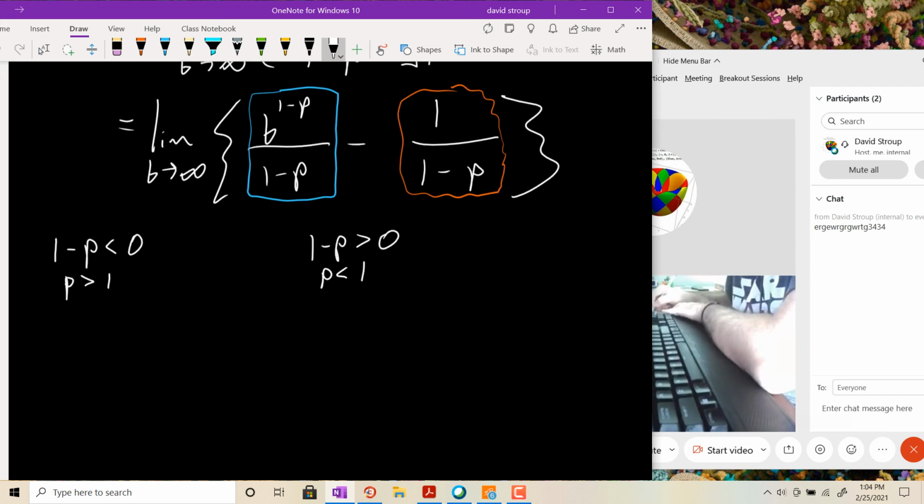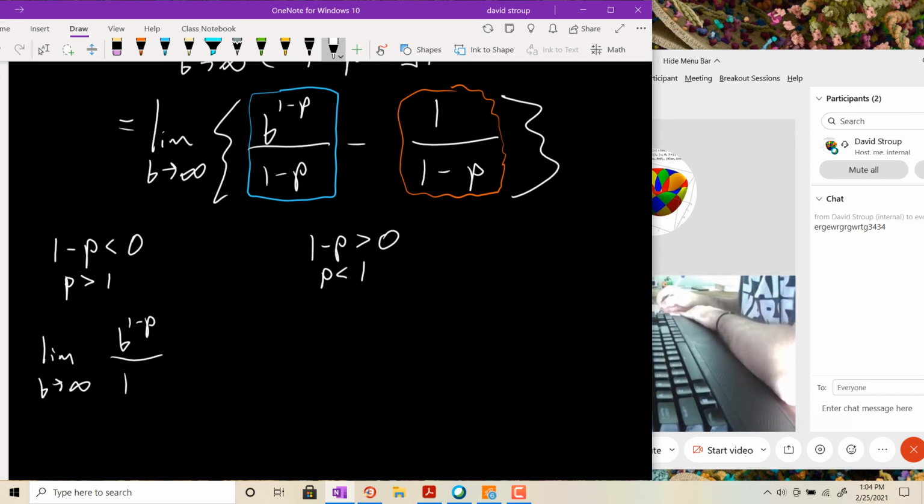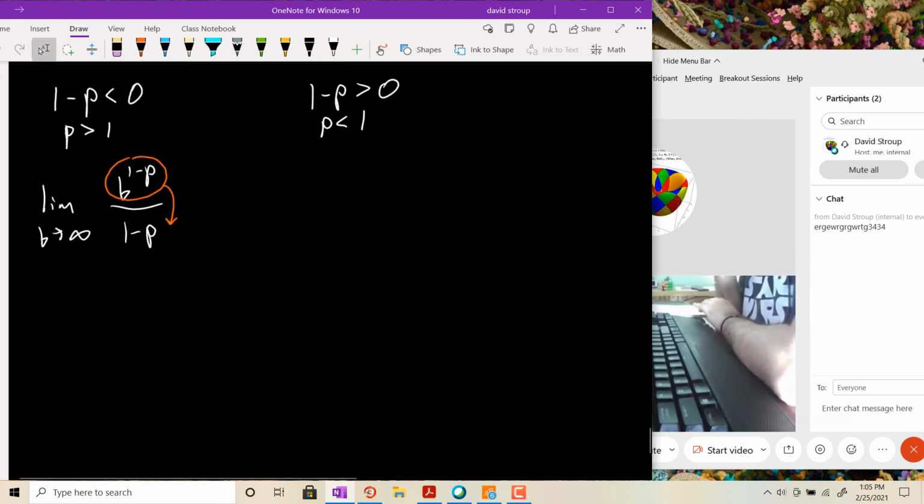Okay, so when p is greater than 1, you'll have the limit as b goes to infinity of this blue thing, b to the 1 minus p all over 1 minus p. Because 1 minus p is less than 0, this thing will actually go down to the denominator, right? And when you take the limit, it's going to be 1 over infinity form, okay?